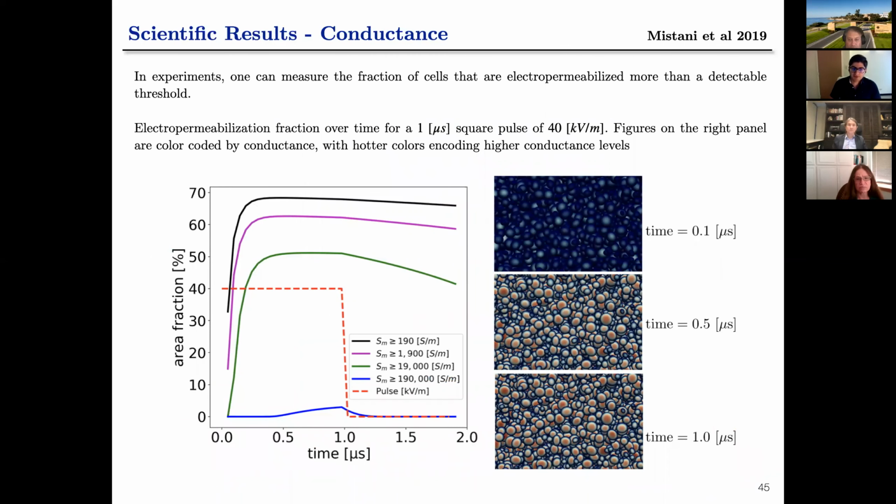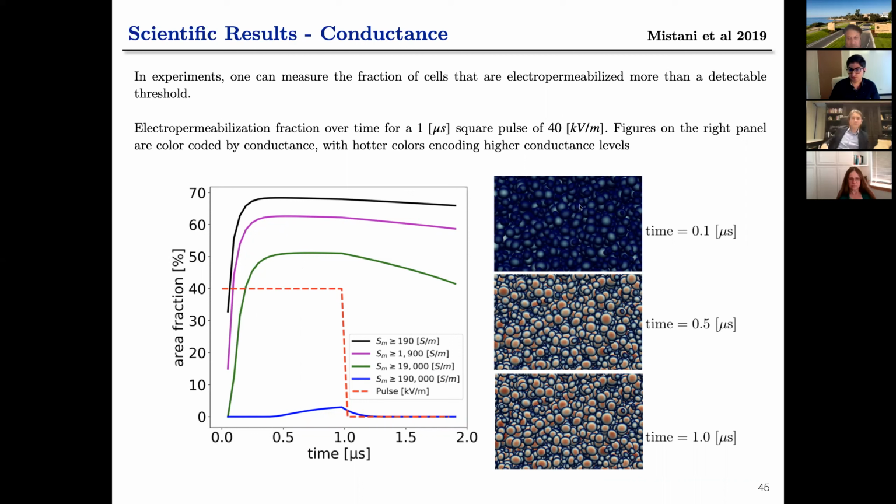Now, people in experiments can make some measurements. For example, they can compute the fraction of cells that are electropermeabilized more than a detectable threshold. So these numbers exist in experiments, and we want to make such comparisons. So in our cell aggregate, we run the simulation, and at every time step, we compute what surface area of the ellipsoid is electropermeabilized beyond different thresholds, that is depicted here. And then we divide it by the total surface area of all of the cells. And this is how it evolves over time. This ratio is in good comparison with some experiments that we can put in the paper.